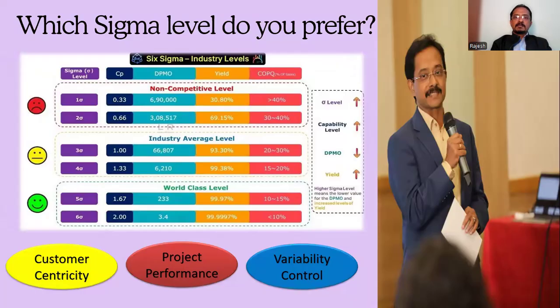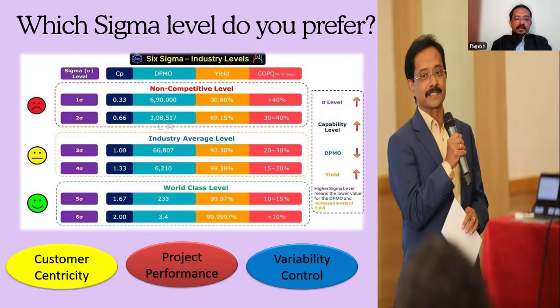Okay. And this is the sigma level, right? We are talking a lot about the sigma levels, right? If it is Six Sigma, what am I talking about, right? For example, if it is a one sigma level, you are going to get around 690,000 errors. And if it is two sigma, you are going to get an error count of 308,000. And if it is three sigma, you are going to get around 66,000 errors. And four sigma, 6,210, right? And five sigma, it is 233. And six sigma, it is 3.4 errors per million opportunities.